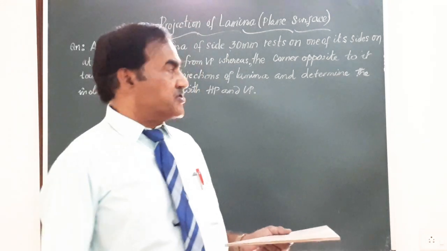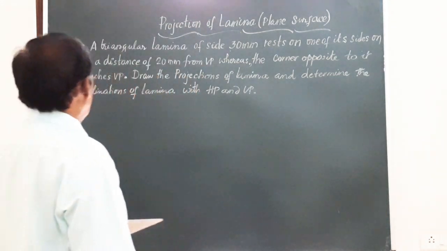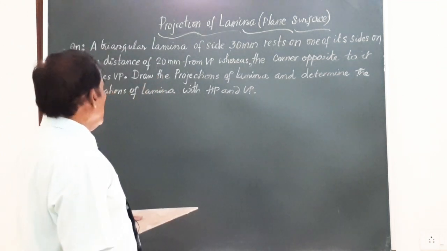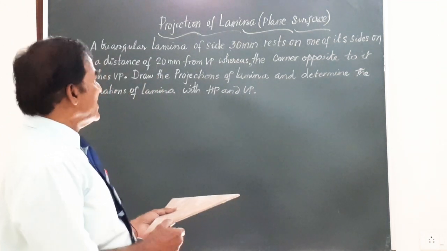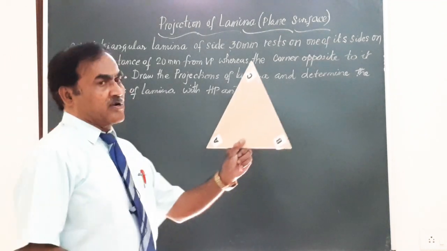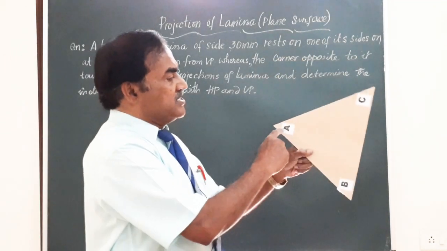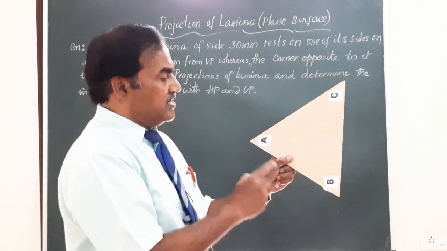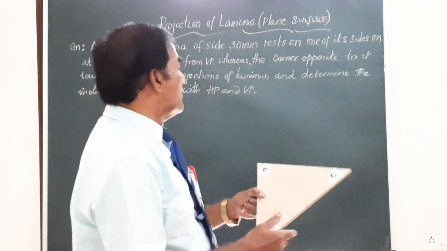Friends, in today's session, we have a triangular lamina for discussion, and this lamina has a measurement of 30 millimeter on each side. I have got a lamina here. So here AB, BC, CA are the three sides of the lamina, each measuring 30 mm.